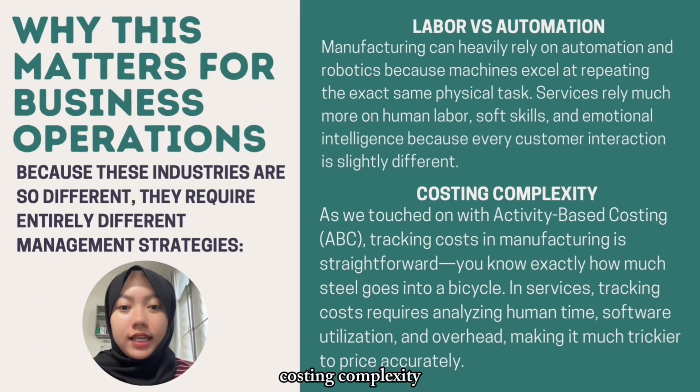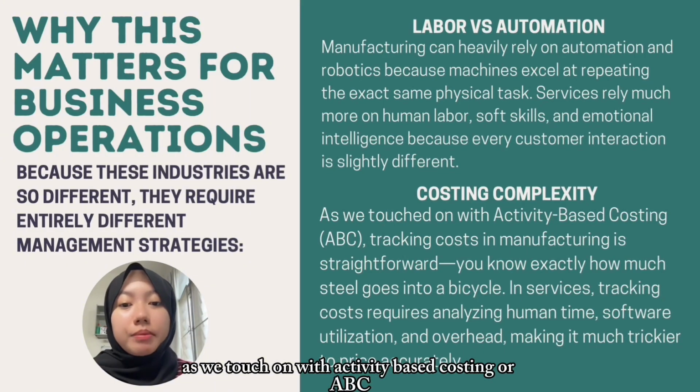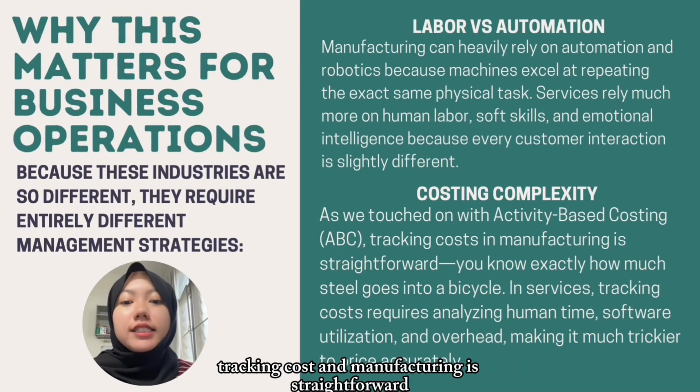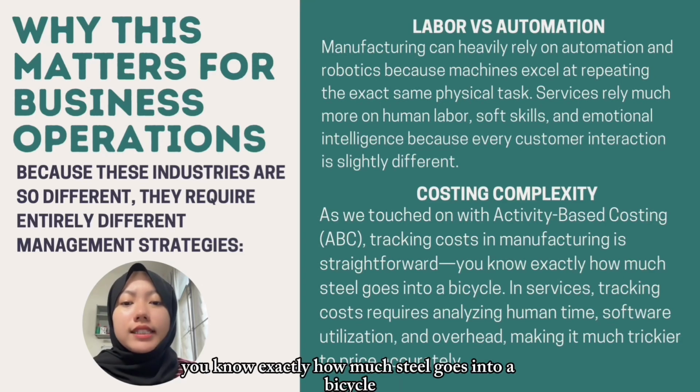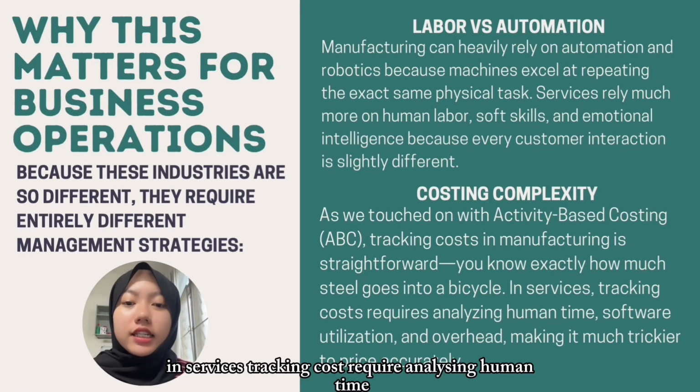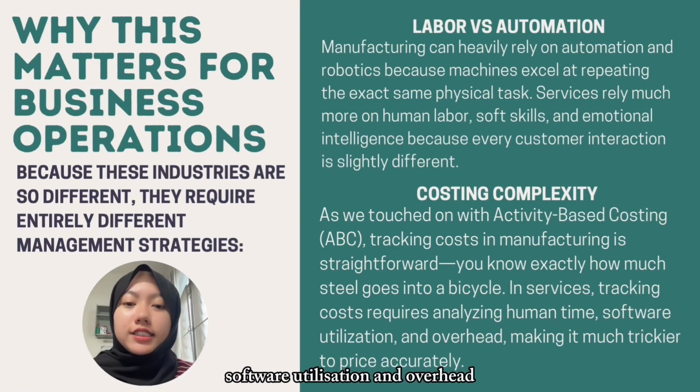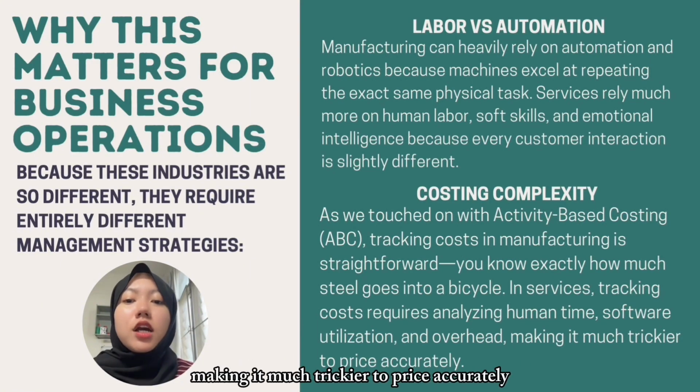Costing complexity. As we touched on with activity-based costing, or ABC, tracking costs in manufacturing is straightforward. You know exactly how much steel goes into a bicycle. In services, tracking costs requires analyzing human time, software utilization, and overhead, making it much trickier to price accurately.